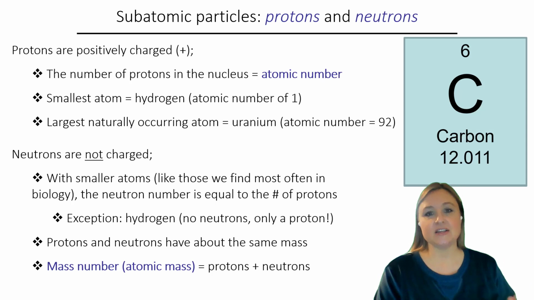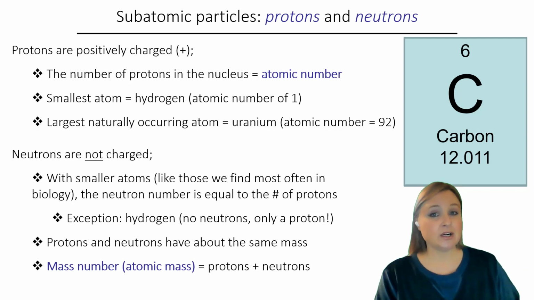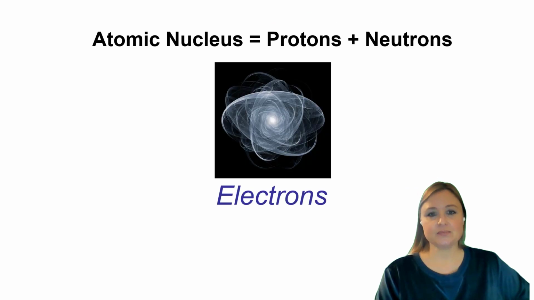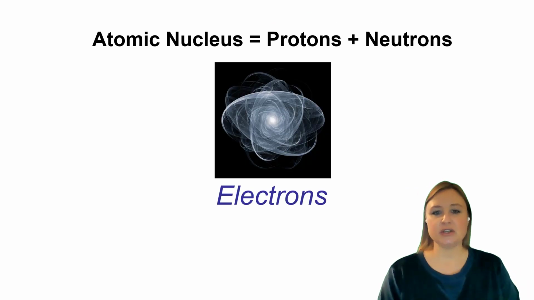Okay, so in the atomic nucleus, we have protons that are positively charged, and we have neutrons, which are not charged. The number of protons is the atomic number, and the number of protons and neutrons together is the atomic mass, aka the mass number. Okay, so that's what's in the atomic nucleus.